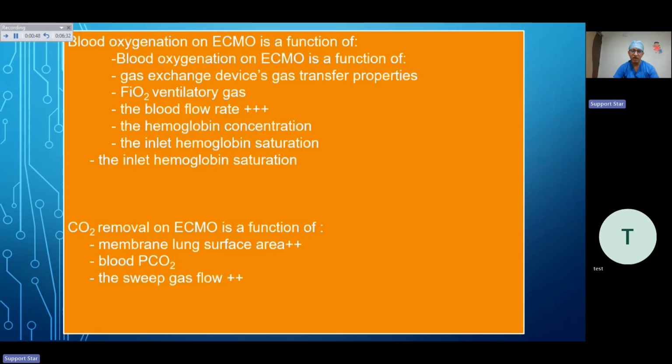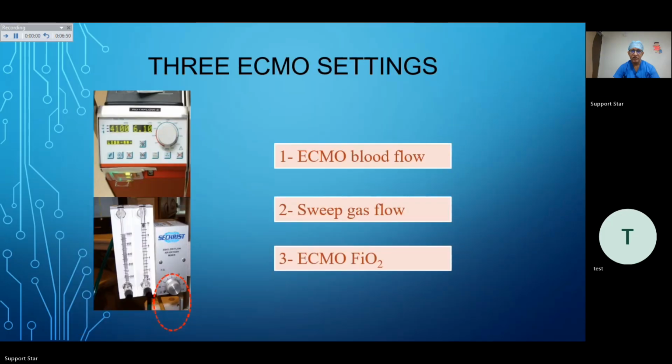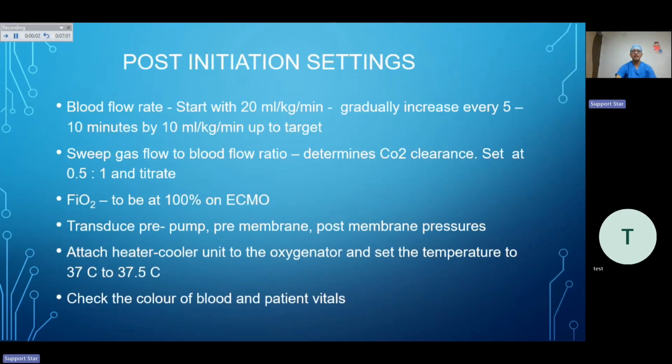So in the ECMO circuit, what are the components? You have a centrifugal pump, you have an oxygenator, which is supplied with oxygen through a blender. Then you also have the heater cooler, which provides heating supply to the ECMO circuit. So you have three settings in ECMO, that is ECMO blood flow, sweep gas flow, and ECMO FiO2. For ECMO blood flow, usually we start with 20 mL per kilo per minute and gradually increase every 5 to 10 minutes by 10 mL per kg per minute up to the target we want.